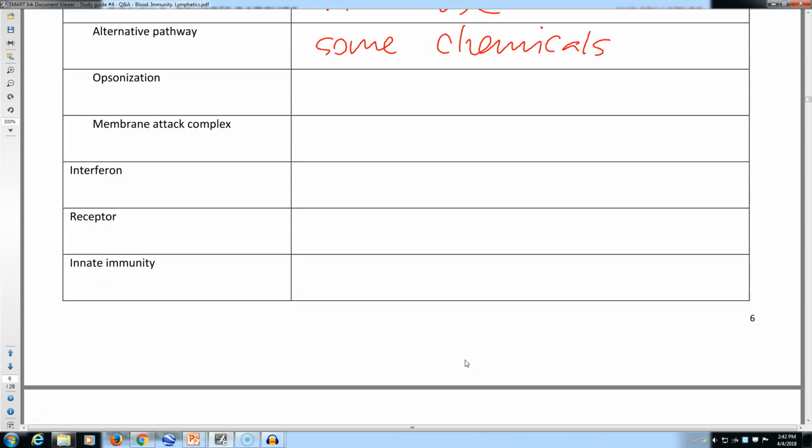Interferon is produced by infected cells. It's a protein that warns other cells about incoming infection. Clear? Receptor, I just know that the interaction with the cell happens through the receptor. I never specifically mentioned that, but we spoke about it on so many occasions. Okay.